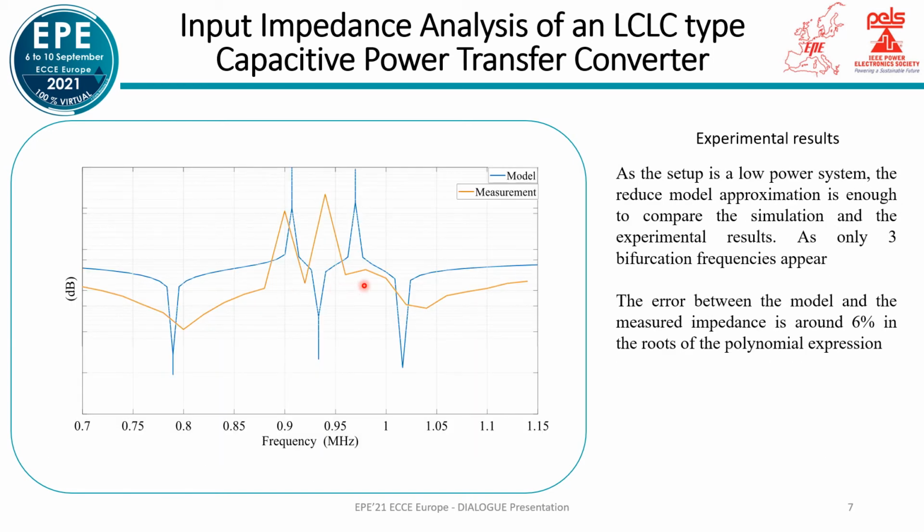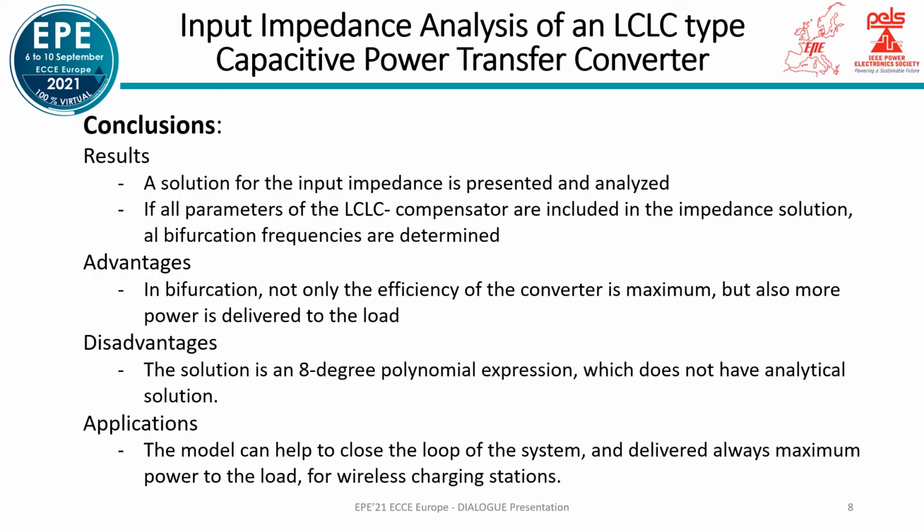We made a low power implementation, and as it is a low power system, only 3 bifurcation frequencies are going to appear. So in orange, you may see the data taken from the converter, and in blue the model. We have an error of around 6%, and we should mention that the displacement is also due to the resistive losses that were not included in the model.